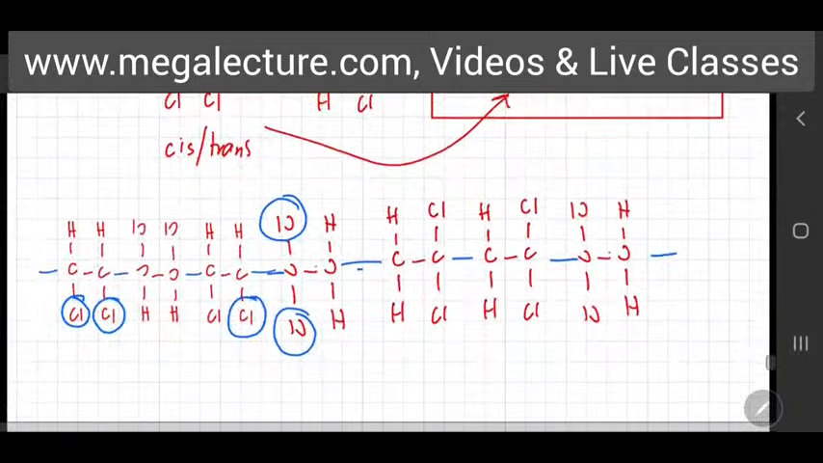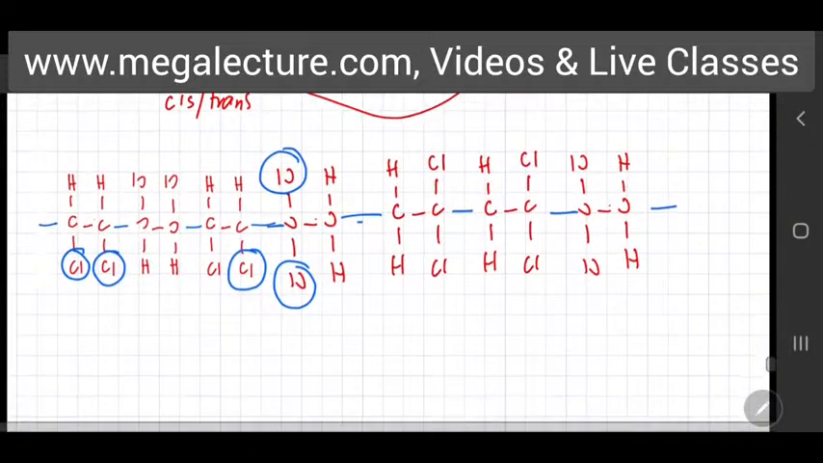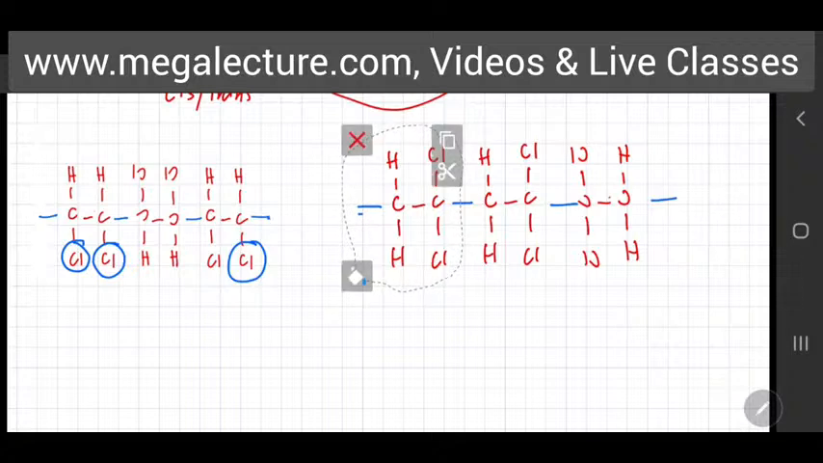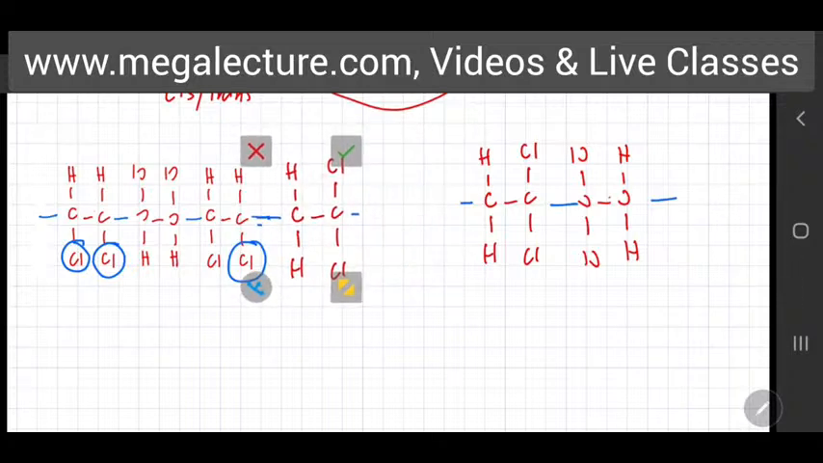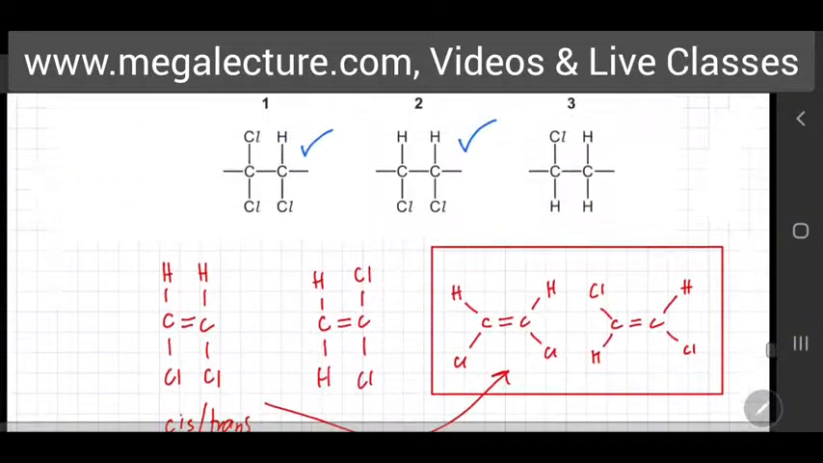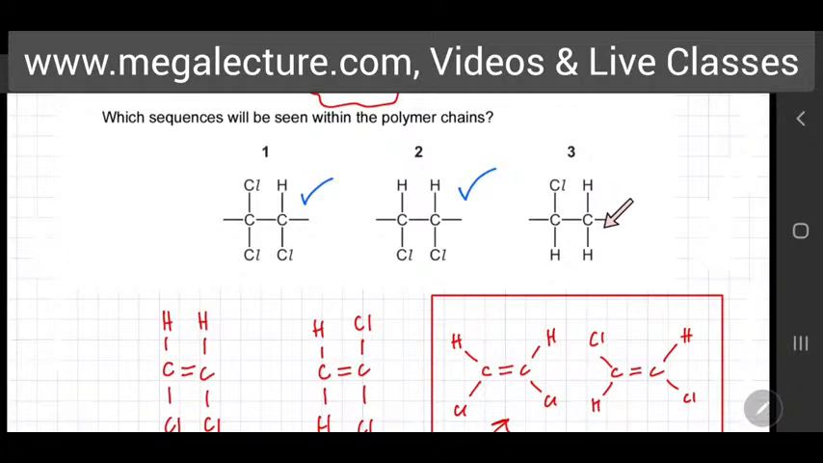So there's only one Cl, and on the next one there are two hydrogen atoms. So that is also a possibility. And how is that a possibility? Let me remove this section, get rid of that, and connect this one. Let's say I cut this out and I join this with this one. You would notice that on one carbon atom there's only one Cl, and on the next one there are two hydrogens. So that is also a possibility in the sequence.